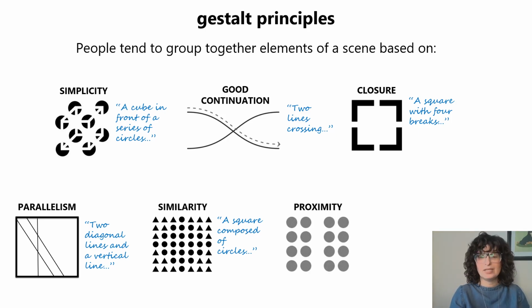Proximity: we tend to group things together based on spatial proximity, so things that are close together tend to be grouped together. If you were to describe this image, you would probably say two groups of dots, because you're literally grouping those dots immediately by proximity.